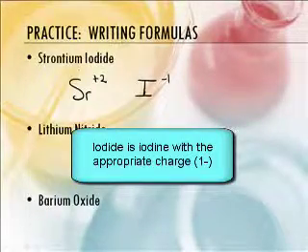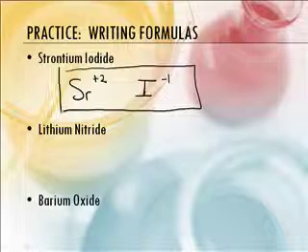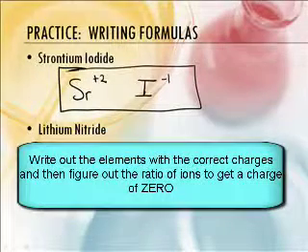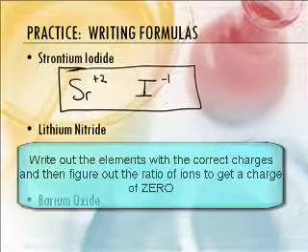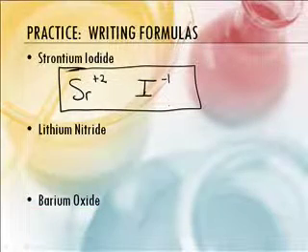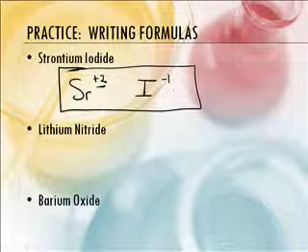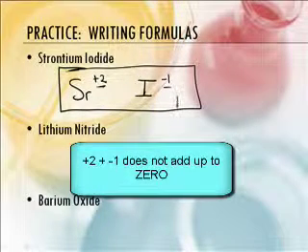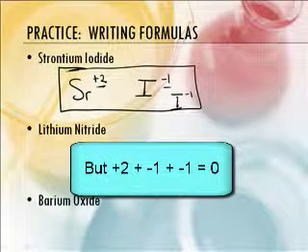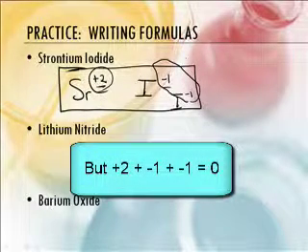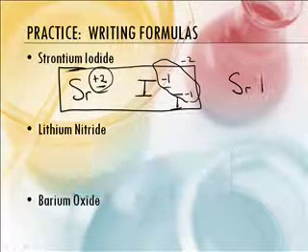Now, what I like to do, guys, is I like to actually write this down, and now I have my charges, and now I'm going to determine the formula. This is not the formula, because they do not add up to 0. So I can add as many Srs and as many I's as I can to get the magic number of 0. I've got a +2 charge and a -1. We need another negative. If I have another iodide, that's -2, plus -2 adds up to 0. So we would write that as SrI2.